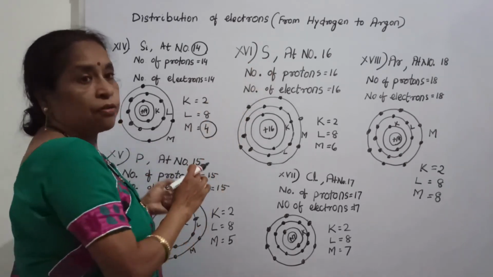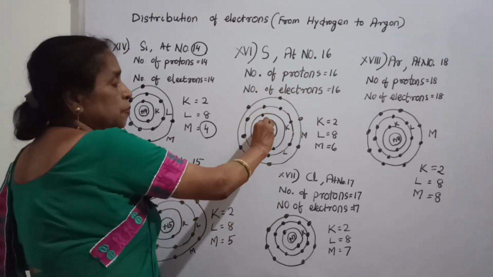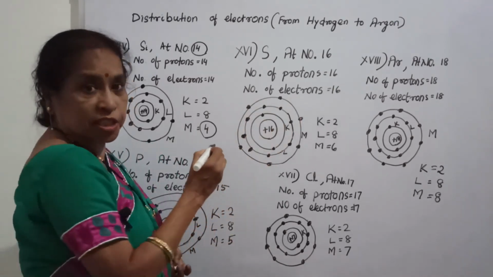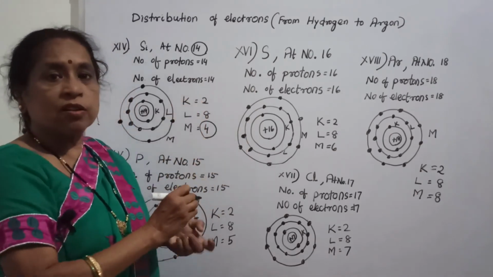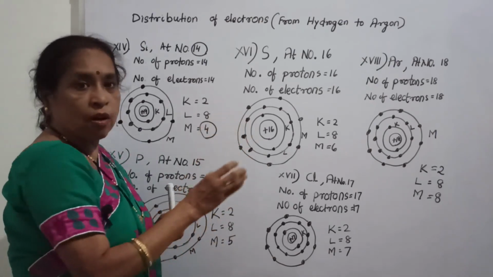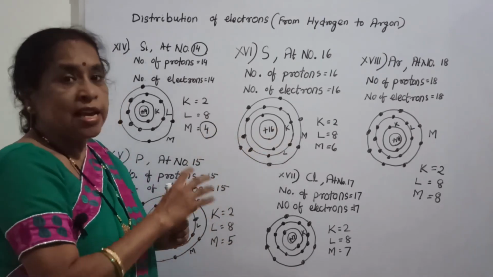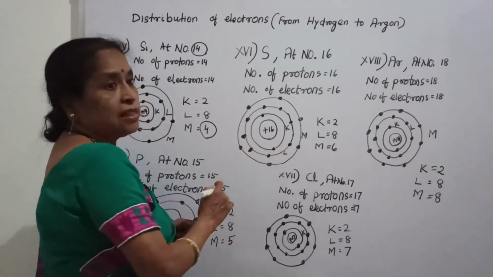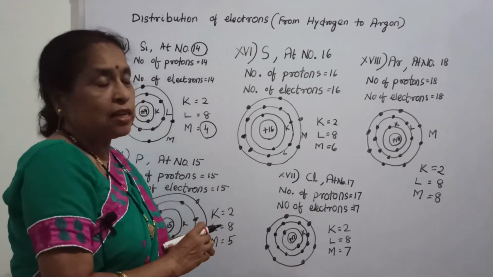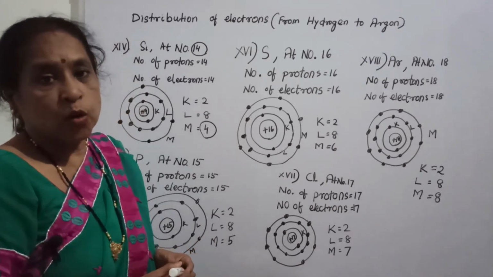Now see sulfur, whose atomic number is 16. Number of protons equal to 16. That means protons present inside the nucleus are represented by plus 16, and number of electrons is 16. So the 16 electrons are arranged in K, L and M shells. According to the formula 2n square, K shell occupies 2 electrons, whereas L shell occupies 8 electrons, and for the M shell the remaining is 6 electrons. So the 6 electrons will go to the M shell, and the electronic configuration is K equal to 2, L equal to 8 and M equal to 6.